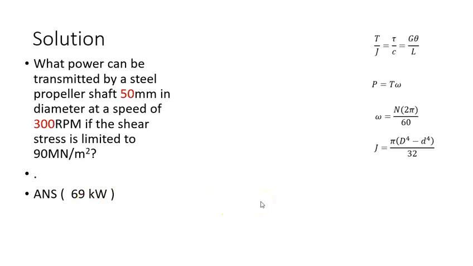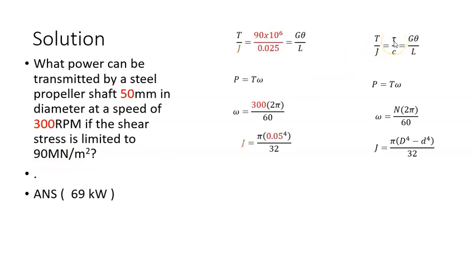Alright, so we'll begin by including the formulae that we're going to use for the torsion problems, and we're just going to highlight the information that we're given. We're told that the shaft has a diameter of 50 millimeters, so it doesn't have an internal diameter, so this small d is 0. The RPM is 300, so n here will be 300. And the shear stress is 90 meganewtons, so the shear stress here will be 90.